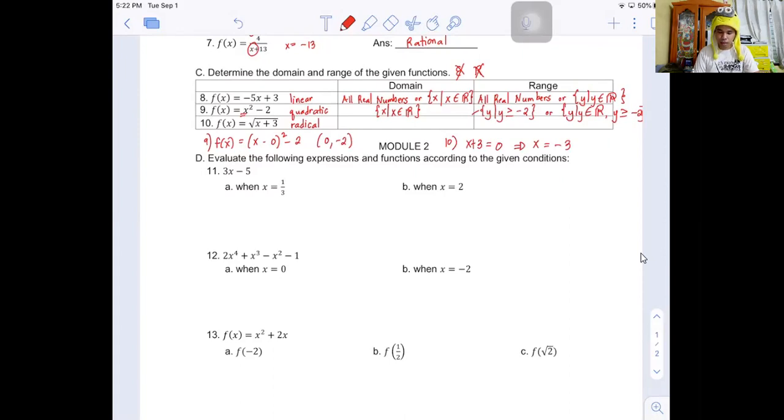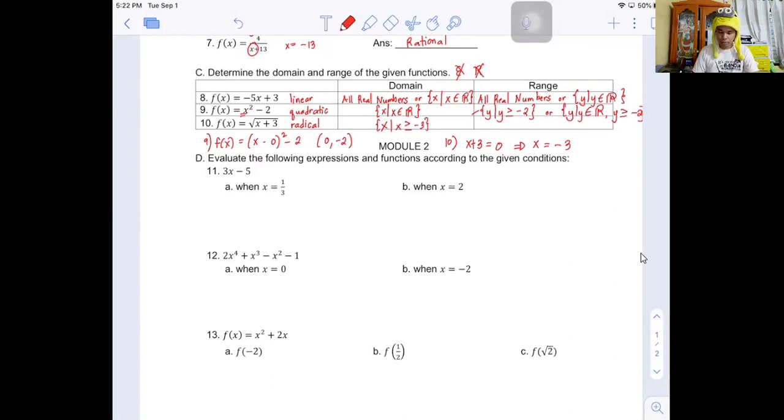So you will write your domain, but our domain is not all real numbers. It is restricted. Okay? So you will write the set of all x such that x is greater than or equal to negative 3. Okay?